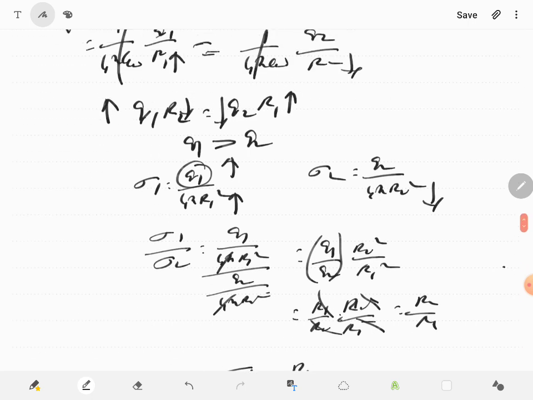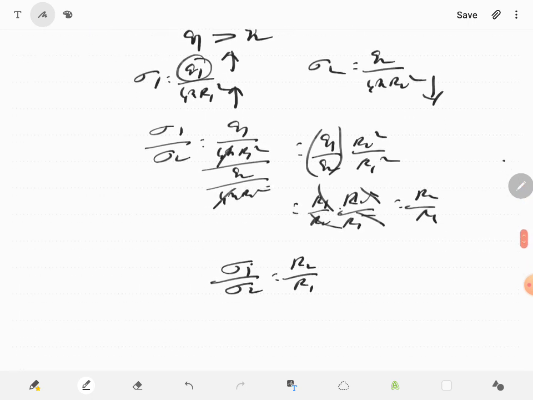You already know that the radius of the first sphere is greater, and therefore the surface charge density of the second sphere will be larger. So this is the way.